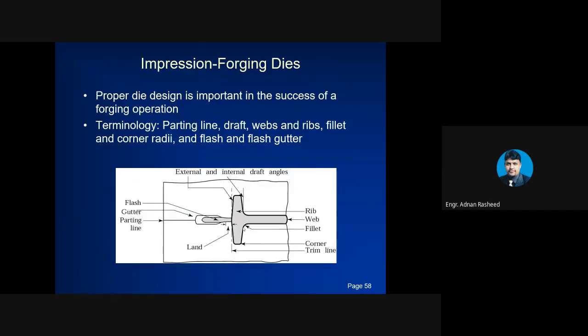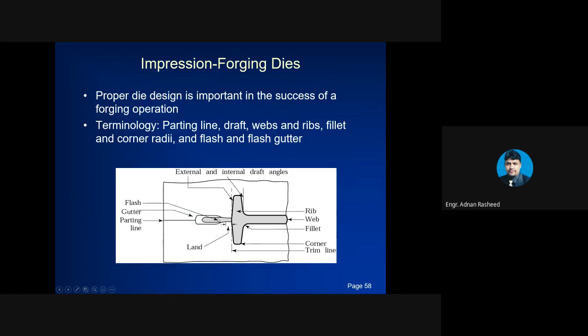Impression forging dies. We have dies that have a certain cavity or shape in them, and after performing the forging operation, the shape is imparted to the part. So proper die design is important for the success of the forging operation. Terminologies of these are parting line, draft, web, ribs, fillet, corner radius, and flash gutter.